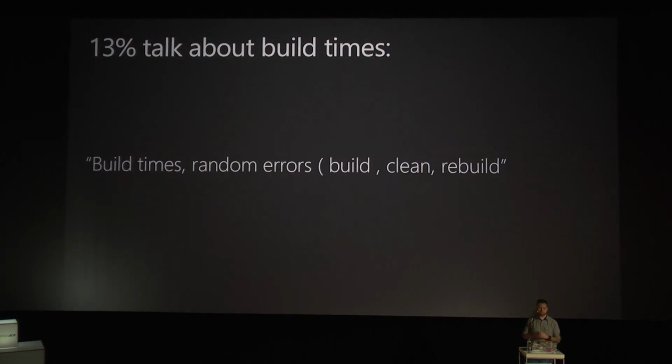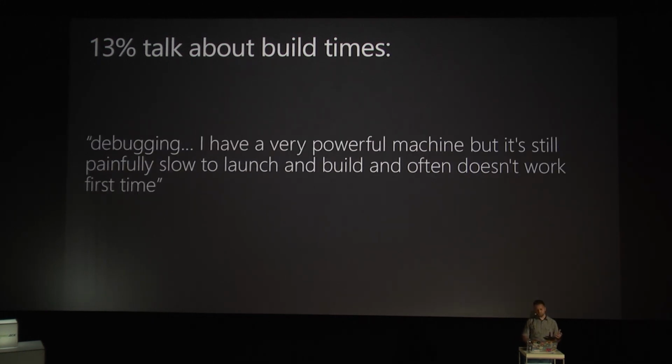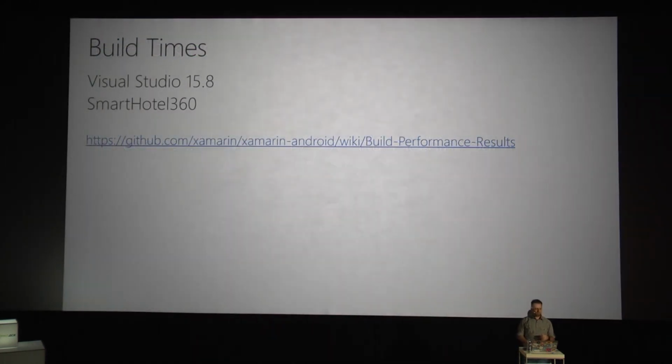Slow build times, random errors. I have to build, clean, rebuild. Debugging is painful. I have a very powerful machine, but it's still painfully slow to launch. Those sorts of things. So what we're working on, if we compare to 15.8, so 15.8 is the current stable release of Visual Studio on Windows.